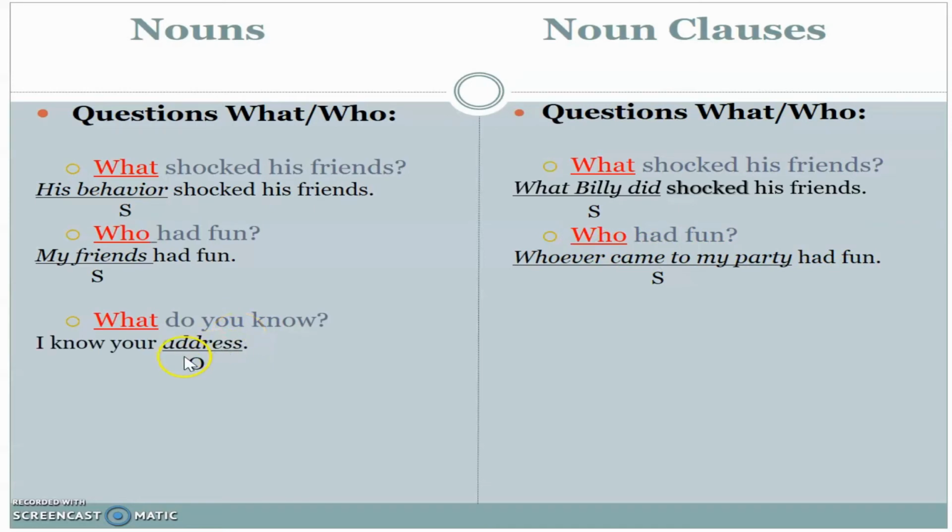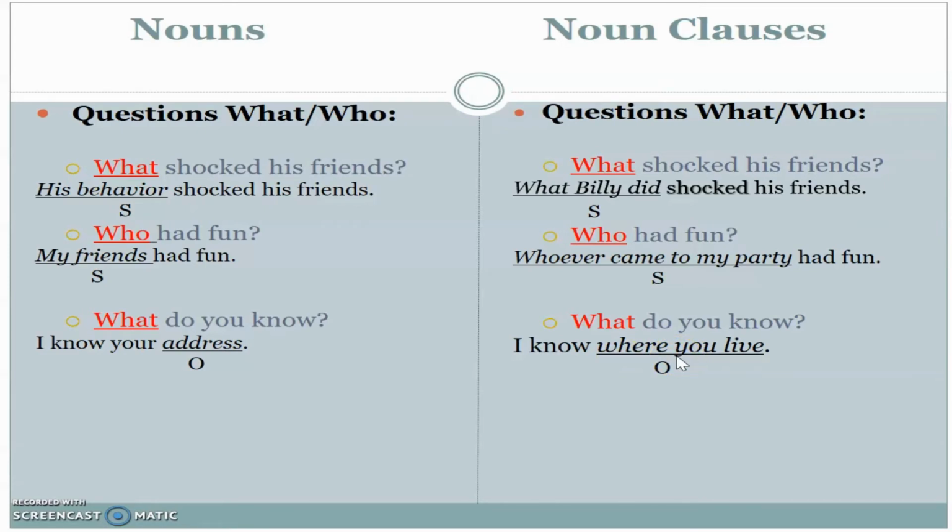What do you know? I know your address. What do you know? I know where you live. Once again, when you examine the dependent clause where you live, you can say that this clause is located right after the verb know. Therefore, it's an object. It can answer the question what. I know where you live. What do you know? I know where you live.